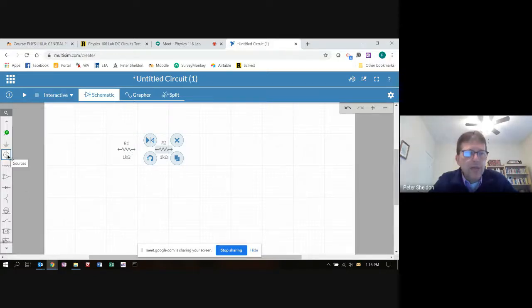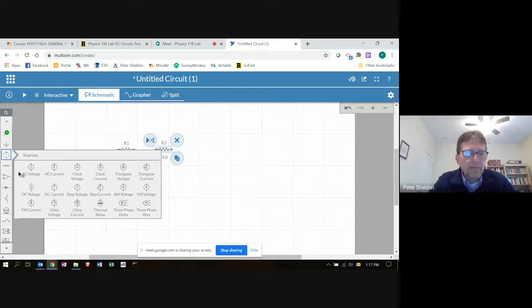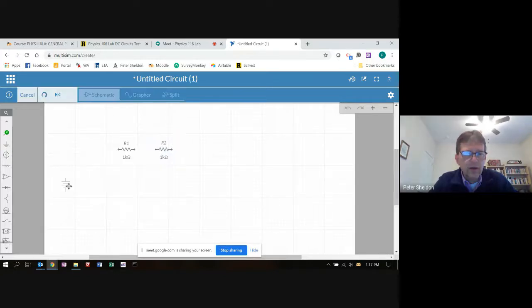This is my power supply here, sources. These are the ones that we care about, these first 4 in the list on the left. I'm going to grab a power supply, but DC voltage, because we're just doing a DC circuit right here. I'm going to drop that power supply there. It's in the wrong orientation, so I'm going to rotate it. Okay, so now I've got my series circuit without wires.